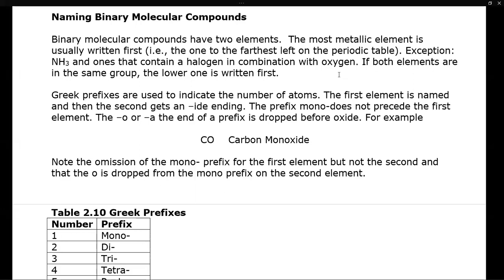Usually the more metallic element is written first. Exceptions include ammonia and halogens with oxygen. Usually then the other is written first, but they'll be given to you in the proper order for this one.